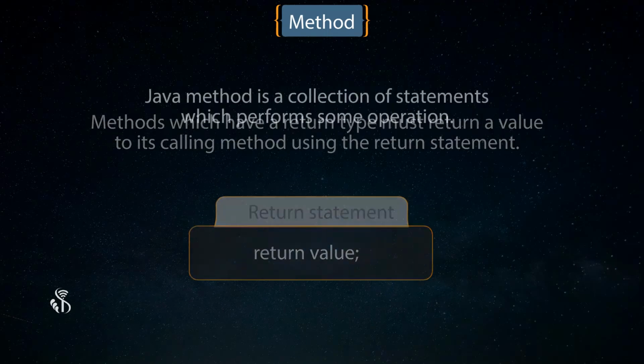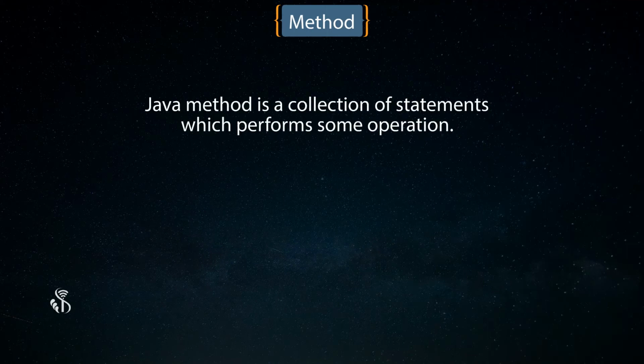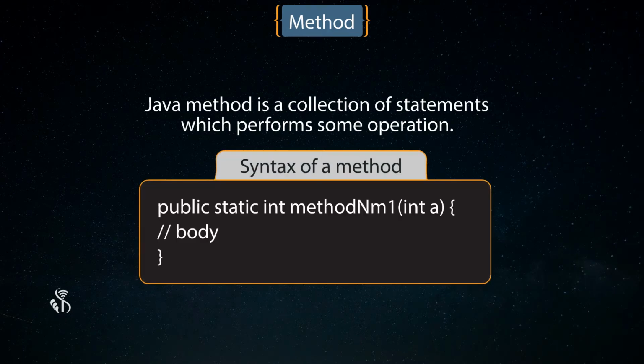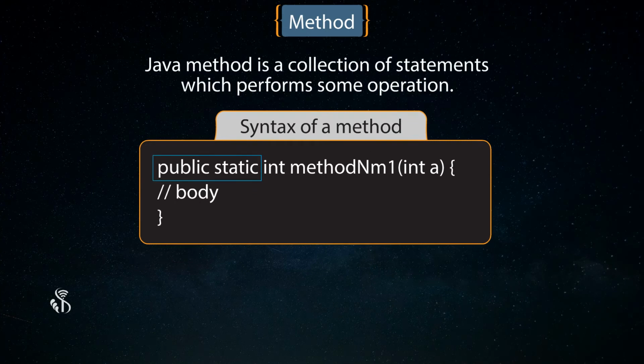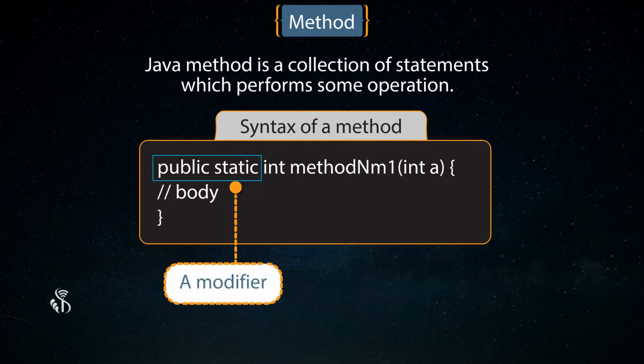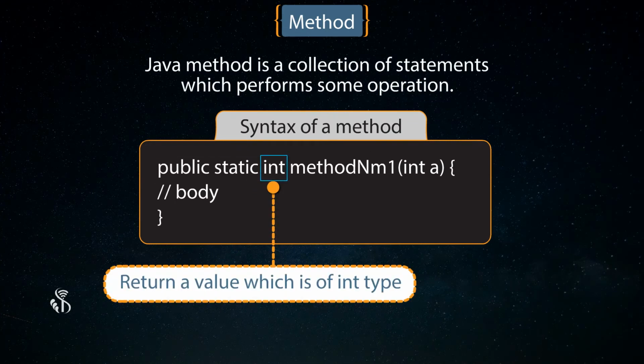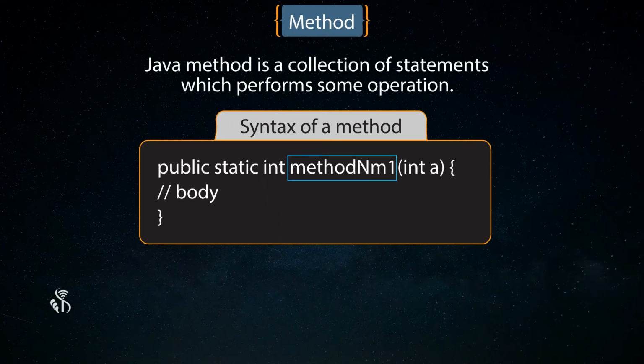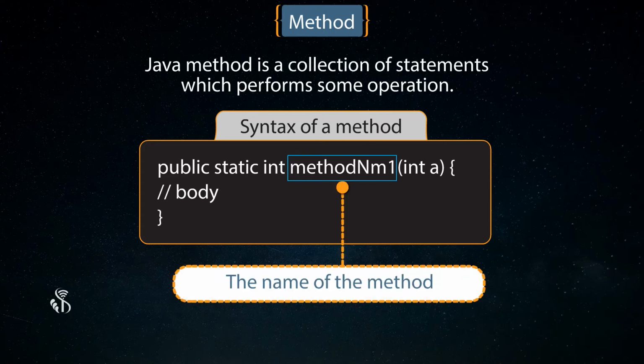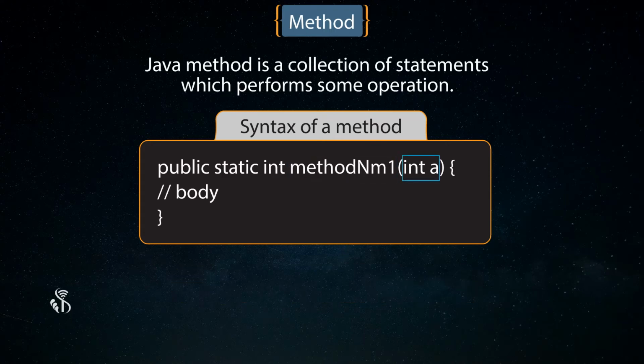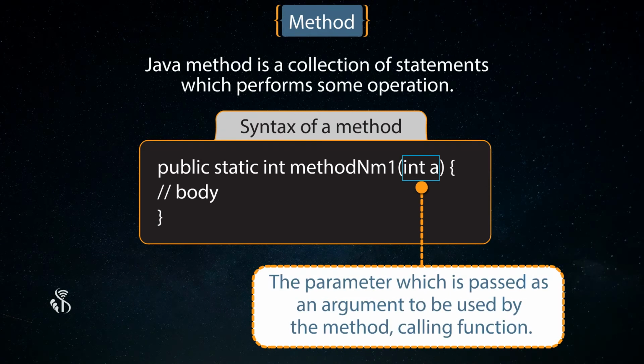Return value. A Java method is a collection of statements which performs some operation. Create a new method. The syntax of a method is as shown on your screen. Here, public static is a modifier. int means this method will return a value of integer type. nm1 is the name of the method. int a is the parameter which is passed as an argument to be used by the method.